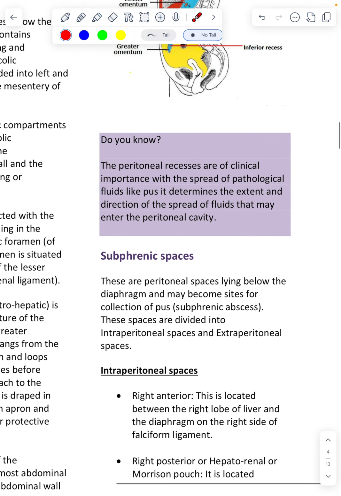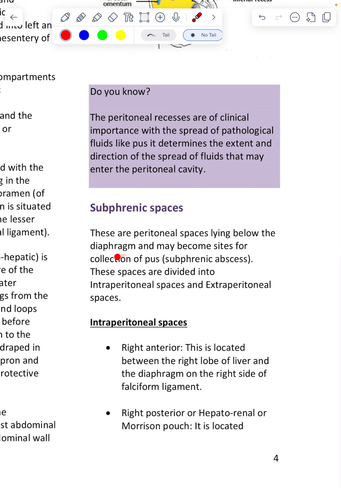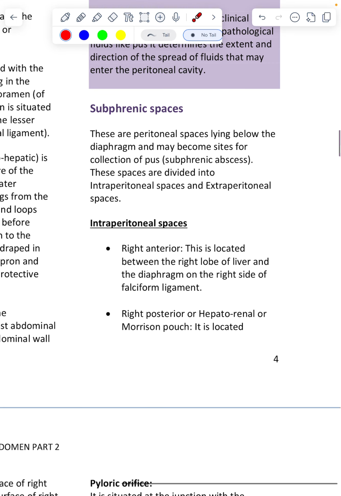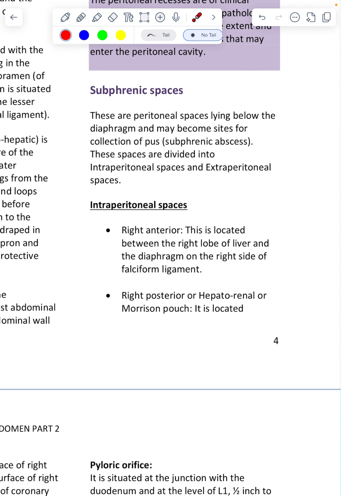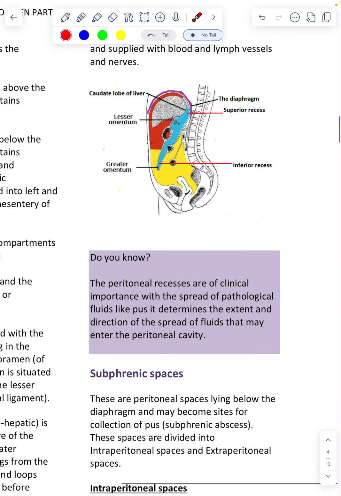Peritoneal recesses are of clinical importance in the spread of pathological fluids. Subphrenic spaces lie below the diaphragm and may be sites of collection of subphrenic abscess. The right anterior intraperitoneal space is located between the right lobe of the liver and the diaphragm. The right posterior space is the hepatorenal pouch, also called Morrison's pouch, between the liver and the kidney.